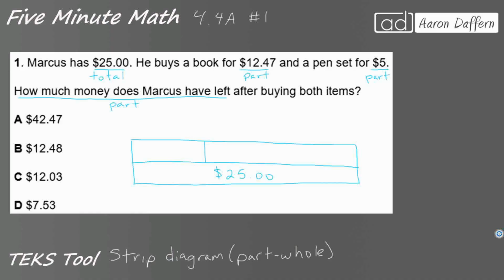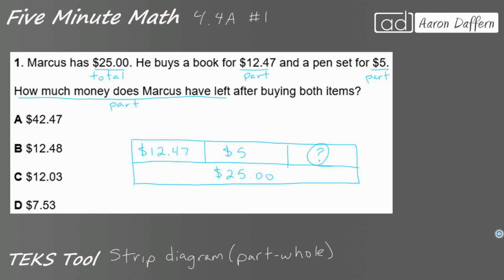And I'm going to just draw three parts. I'm not worried about trying to make them proportional or the correct sizes because I don't know what that last part is, that change, the amount left over. So I've got my $12.47, I've got my $5, and then I've got an unknown amount. Question mark, that's my change. That's what I'm looking for. I'm looking for my unknown amount.